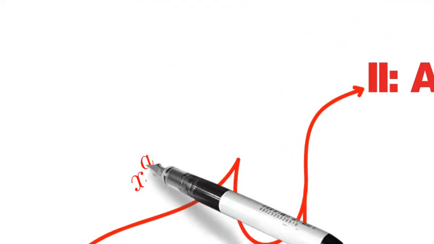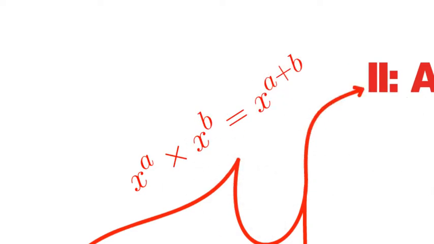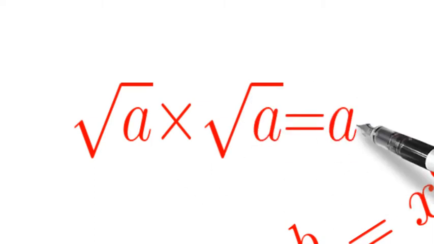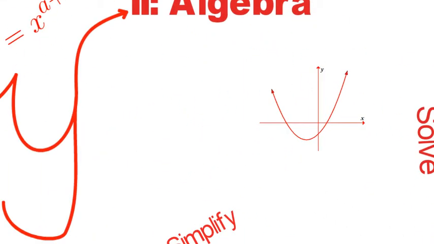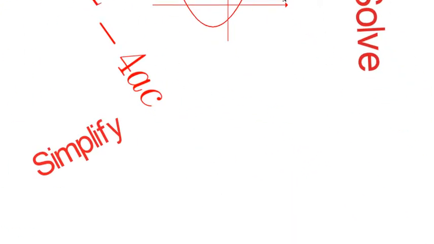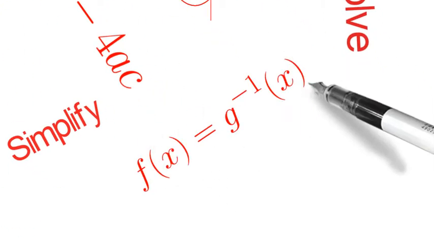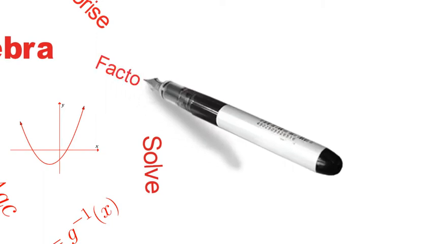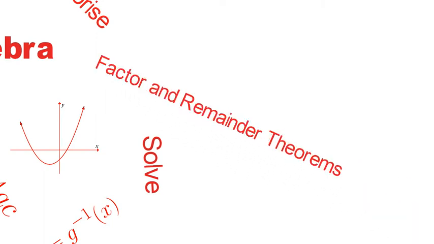In algebra, we will establish general rules for calculations involving exponents and surds, and we look at functions and their graphs. This section also deals with quadratic theory, function inverses, and polynomial theory.